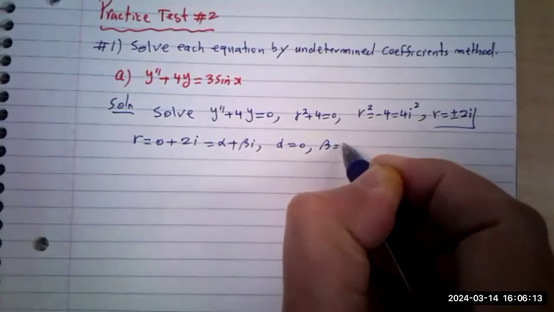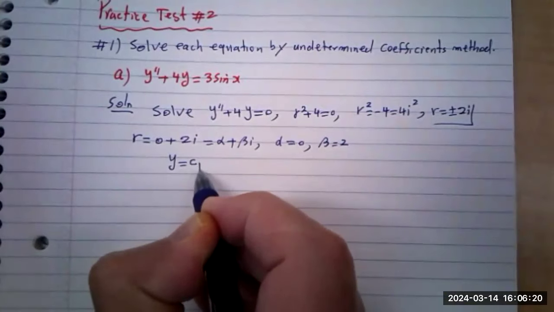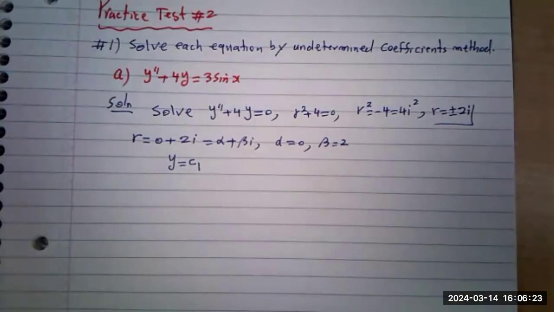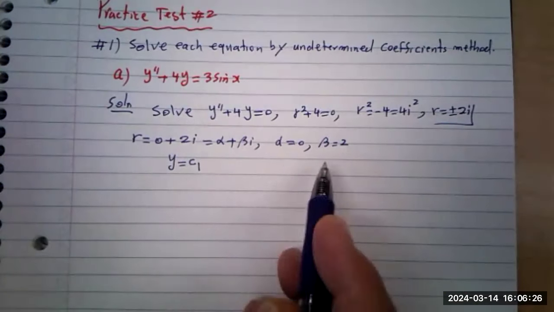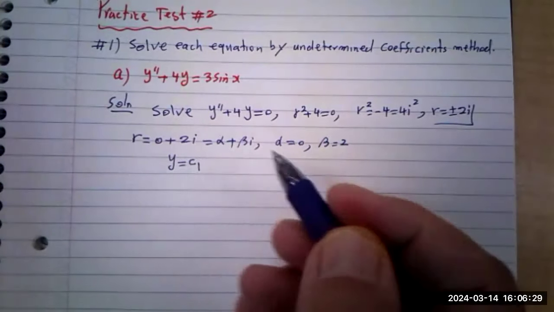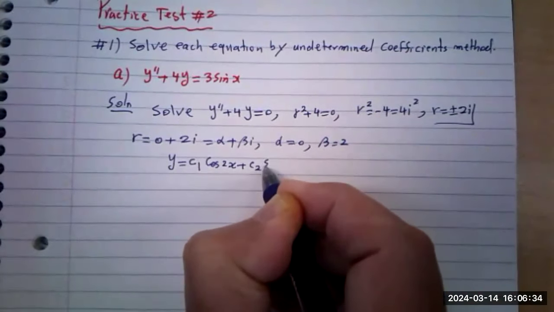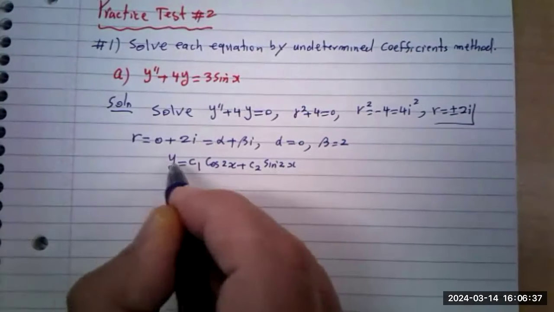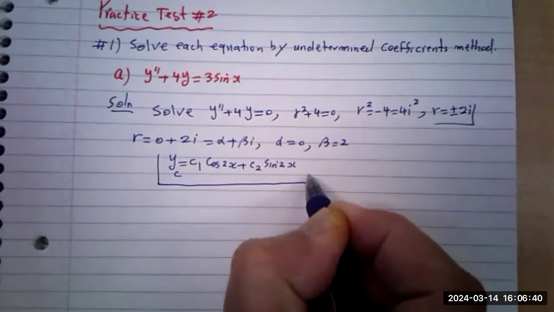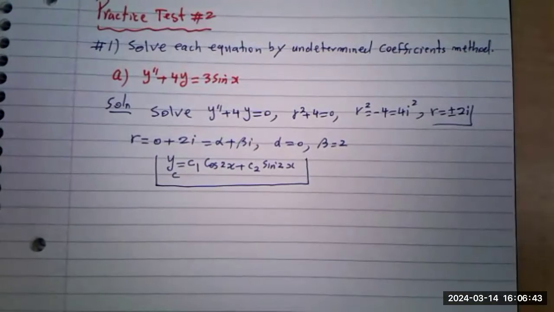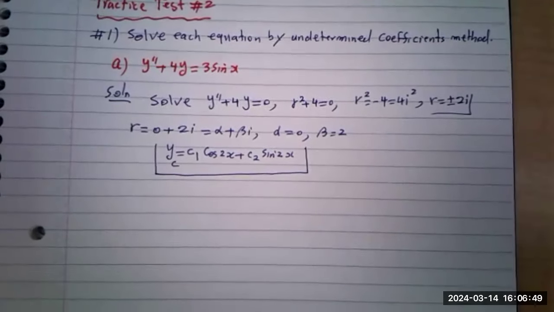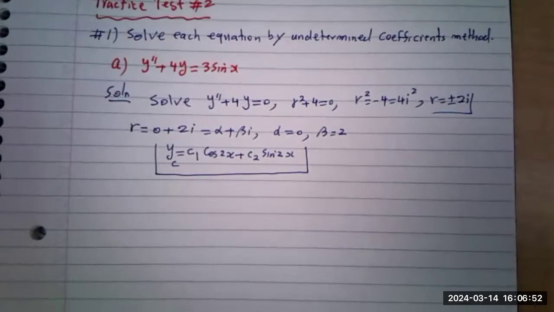Okay, so the solutions are going to be y equal to C1 e to the alpha x. There is no alpha, alpha is 0. So it's going to be just C1 cosine of 2x plus C2 sine of 2x. So this would be your yc, the first part. So the yc is going to be C1 cosine of 2x plus C2 sine of 2x. Any question? We're done with the characteristic equation, the homogeneous. Now you have to find the yp.